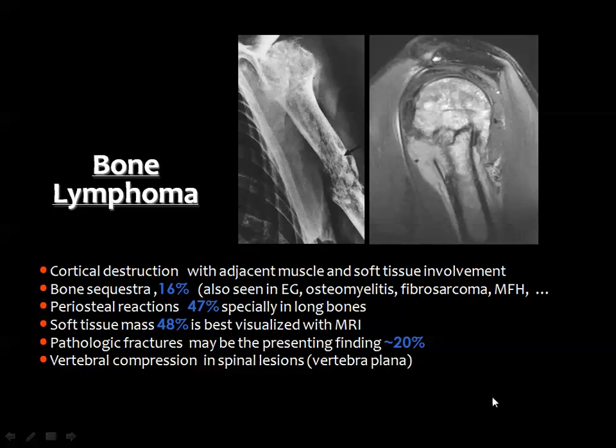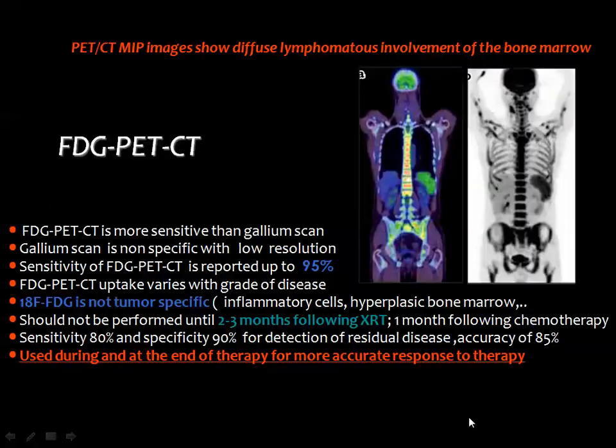Bone sequestra are seen in about 16% of the cases, also seen in osteomyelitis, fibrosarcoma, Ewing sarcoma, and malignant fibrous histiocytoma. Periosteal reaction is seen in about 47% of the cases, especially in the long bones. Extraosseous soft tissue component is, of course, best identified by MRI. Pathologic fractures are seen in about 20% of the cases, vertebral compression in spinal lesions.